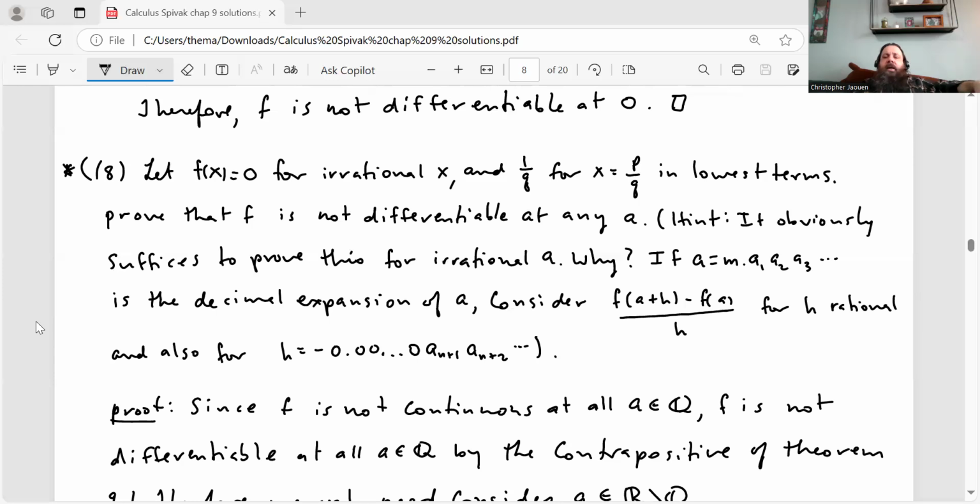He wants us to say why, and then if a equals m point a1, a2, a3 dot dot dot is the decimal expansion of a, consider the difference quotient evaluated at a for h rational and also for h equal to negative 0.00 dot dot dot 0 a_{n+1} a_{n+2} dot dot dot. So the decimal expansion of h, if a is irrational, is the negative of the decimal expansion of a past the nth decimal place.